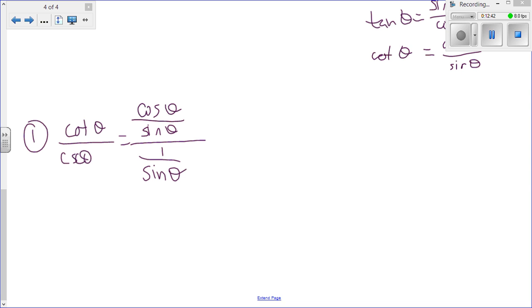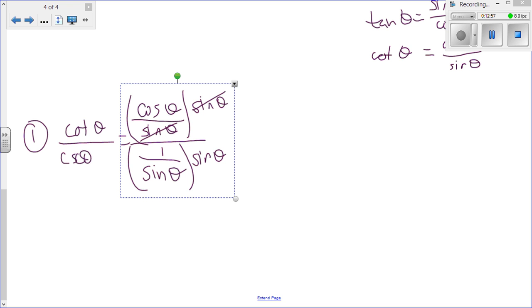So right now I have a complex fraction that I need to get rid of. In order to get rid of my complex fraction, I have to multiply by the LCD. In this case, the LCD is just sine theta. So multiply the top and bottom by sine theta. Here they cancel, here they cancel. So I'm just left with cosine theta over 1, which is just cosine theta.